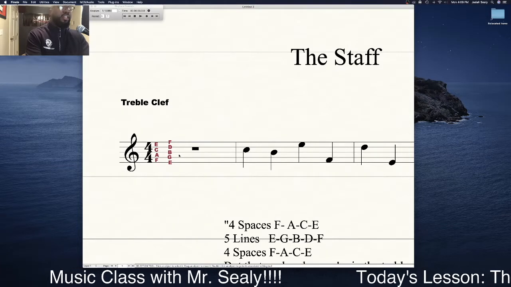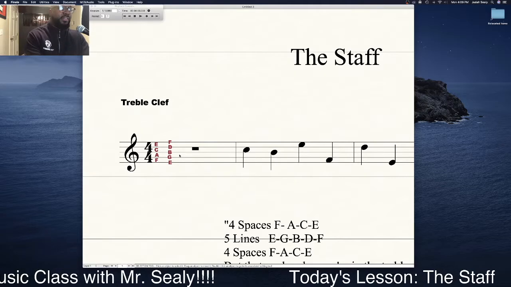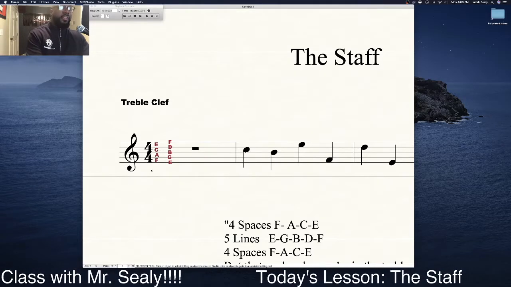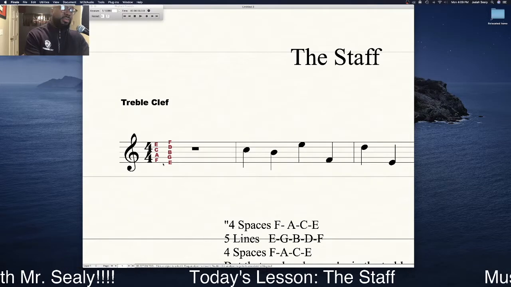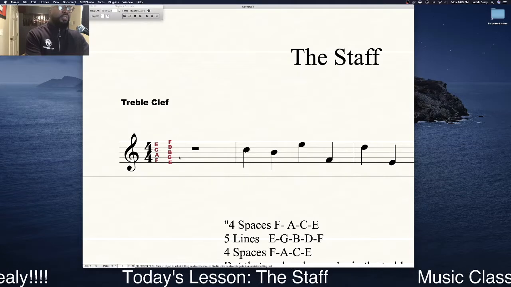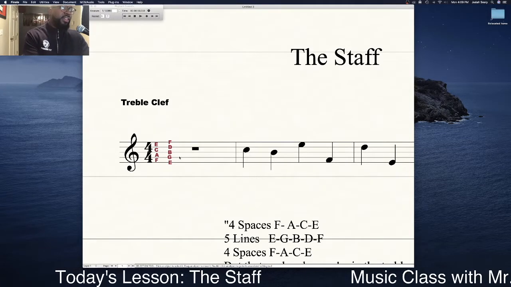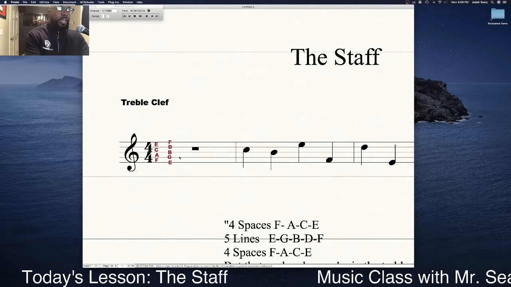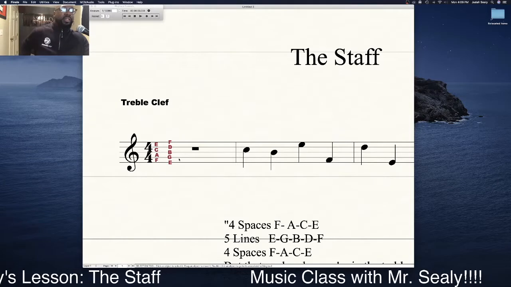Treble clef is the symbol that tells us that these letters are the notes on the first, second, third, and fourth space and the first, second, third, fourth, and fifth line. That's what the treble clef tells us. If it were a different clef, these letters would be different, but we're not going to worry about the other clefs just yet. The treble clef is for high instruments like the flute, clarinet, saxophone, and trumpet. They play the treble clef. The lower instruments play different clefs, and other instruments play different clefs as well, such as the violin and things like that.